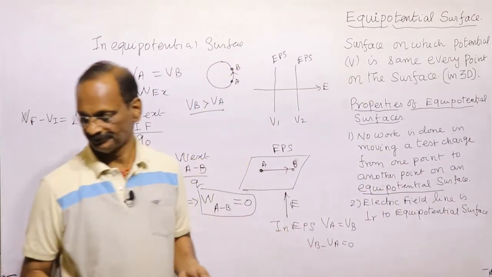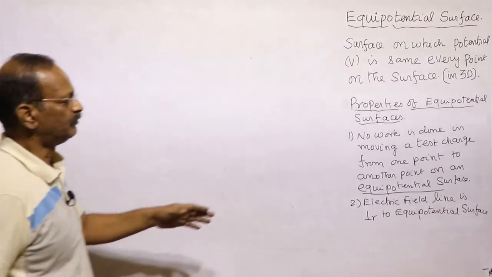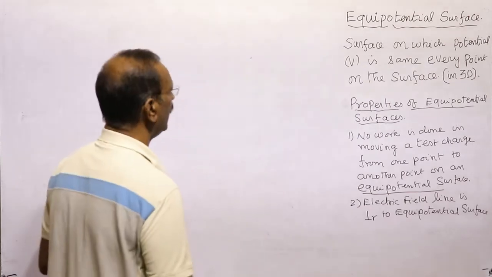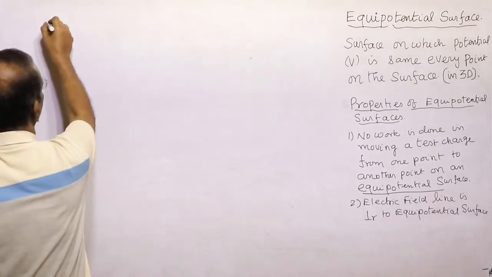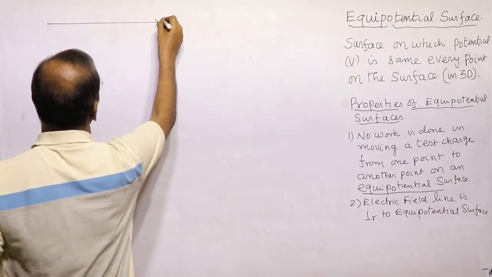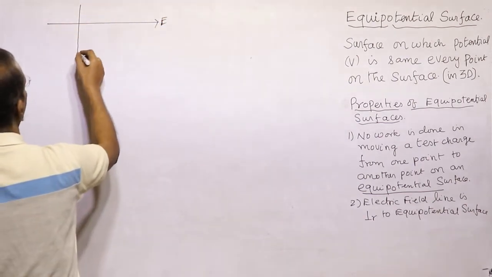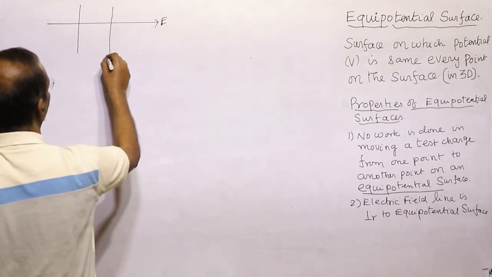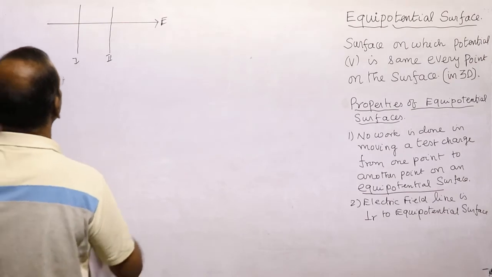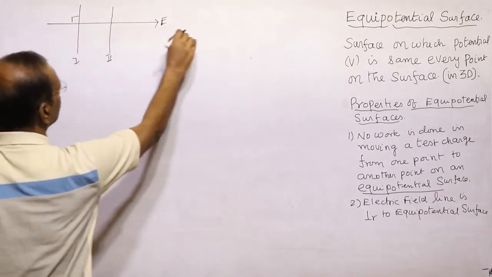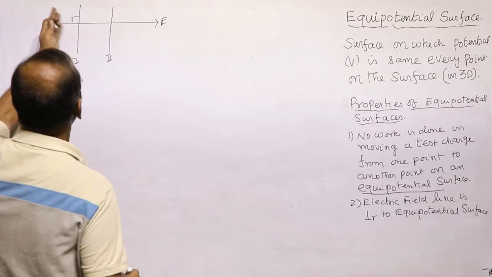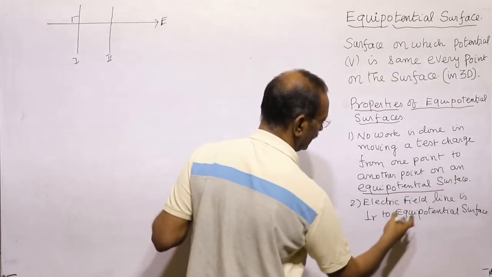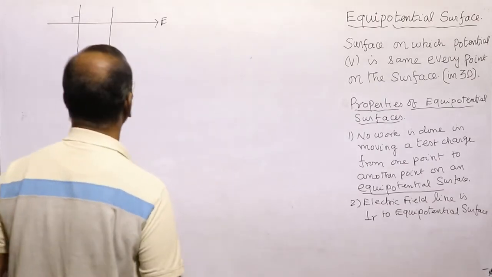Second point, the electric field line is perpendicular to the equipotential surface. Already we have seen it. For a uniform electric field E, this is equipotential surface 1 and this is equipotential surface 2, like this. The electric field direction will be this way, and the equipotential surfaces will be perpendicular to it. That's what the second point says. Electric field line is perpendicular to the equipotential surface.